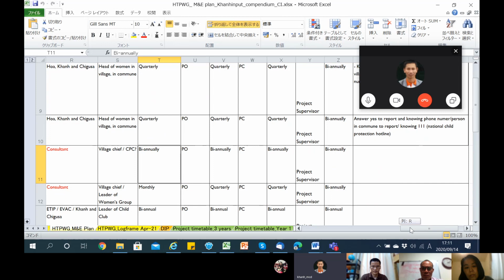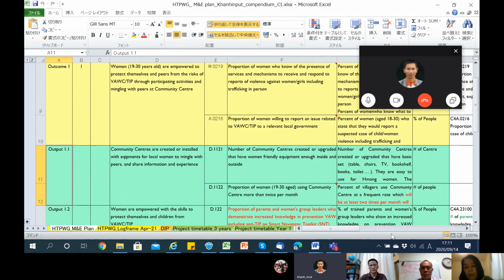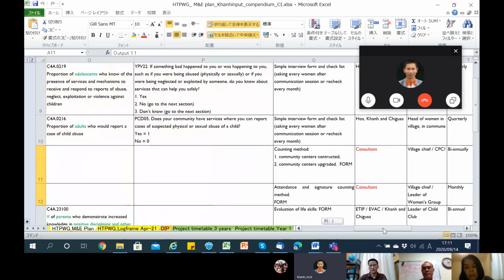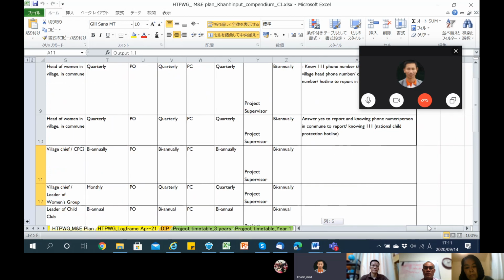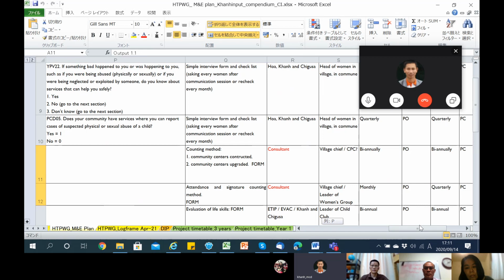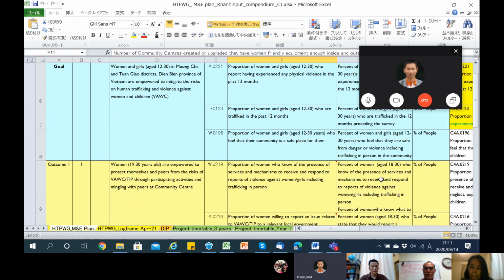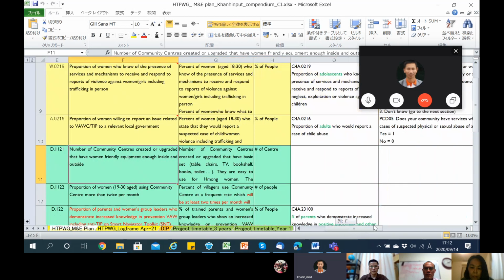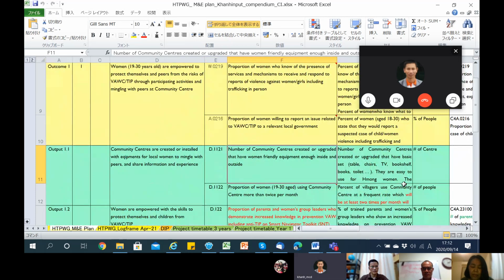Let's check if it is output or outcome level. This is the output level. Yes, output. If it is output level and we have not yet put it in the TOR, the contract with the consultant, I think it's not suitable to ask the consultant. Okay, I remember to review again, and this is also simple. It's not a complicated sheet or anything. So we are now asking this of the consultant.